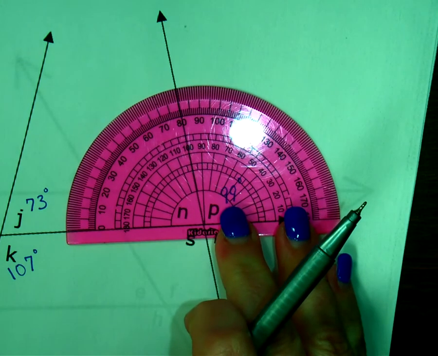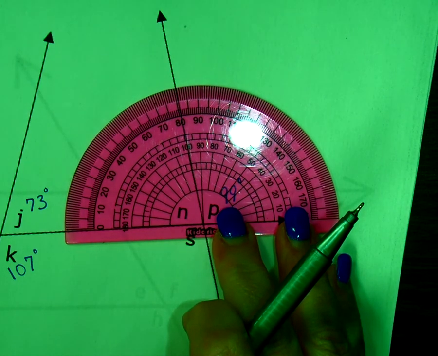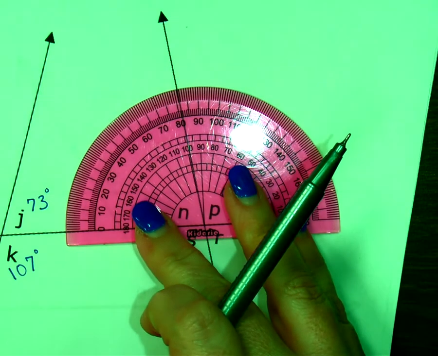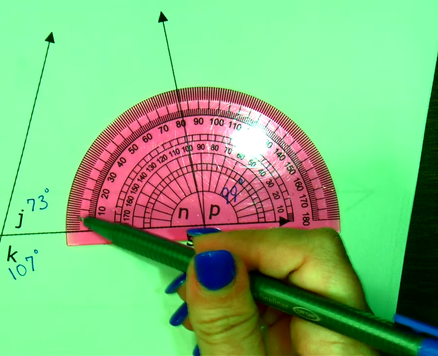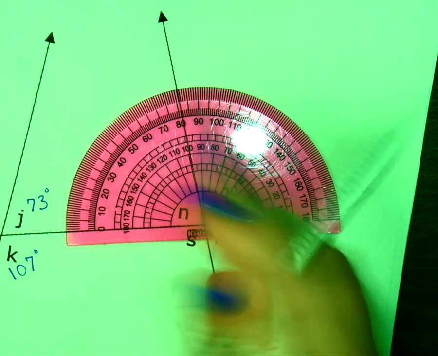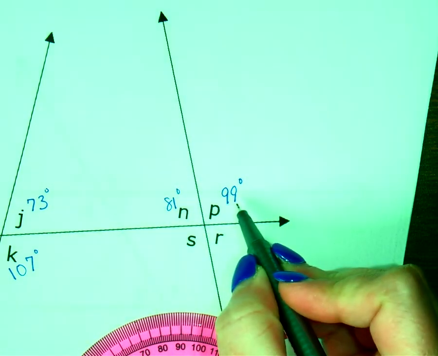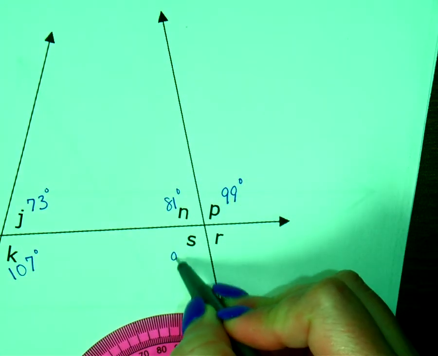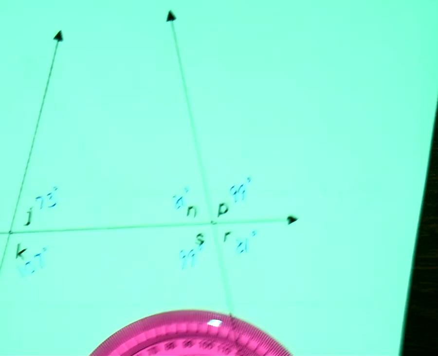And then on the other side, we're going to start with my 0, which is on my left side, so I'm using my outside set of numbers, and I go 1 degree past 80, so this side is 81, and then you can check 81 plus 99 makes my 180 degrees, so that's correct. My vertical angles will be the same. Okay?